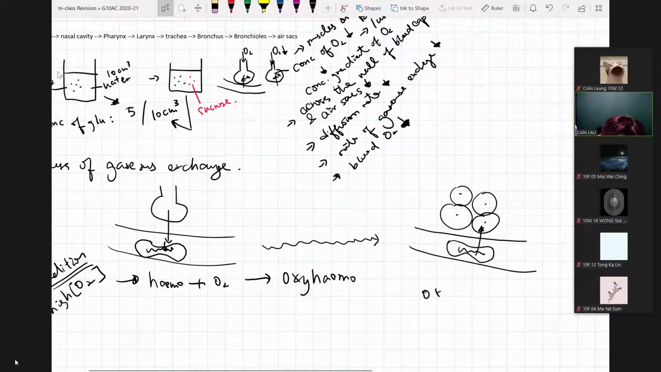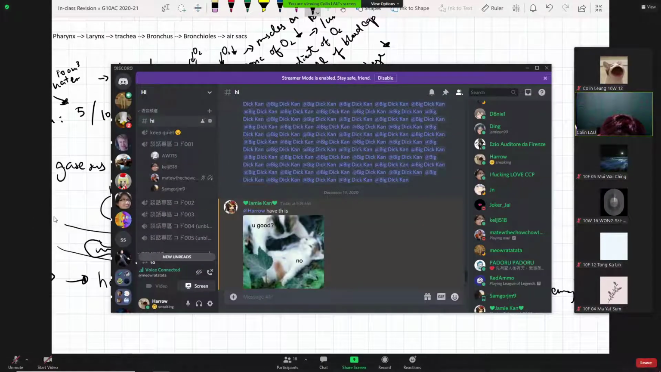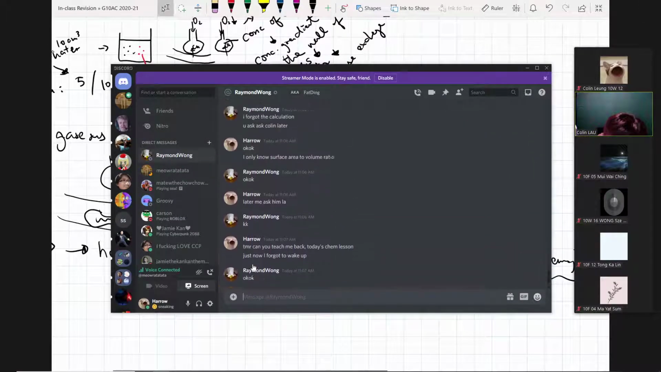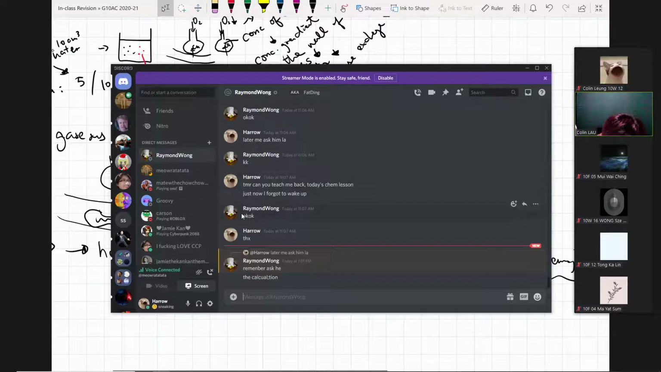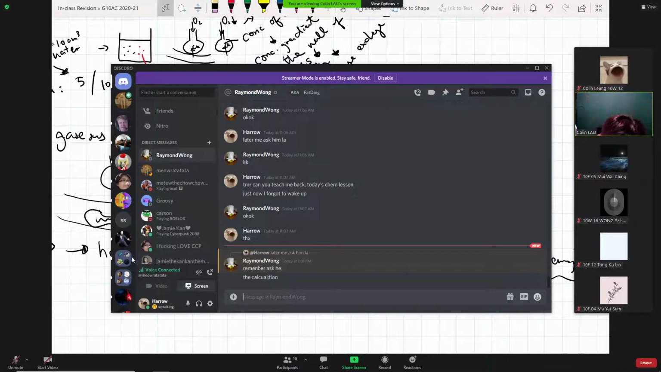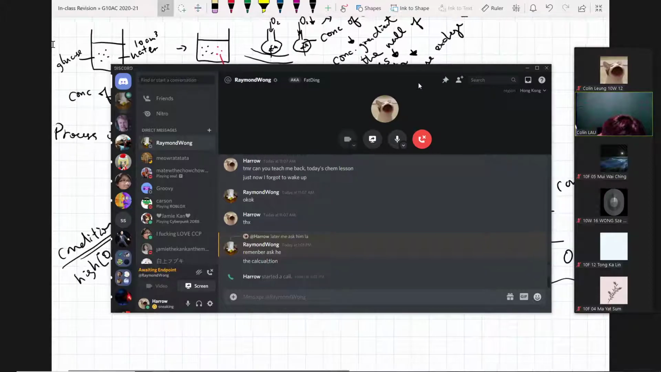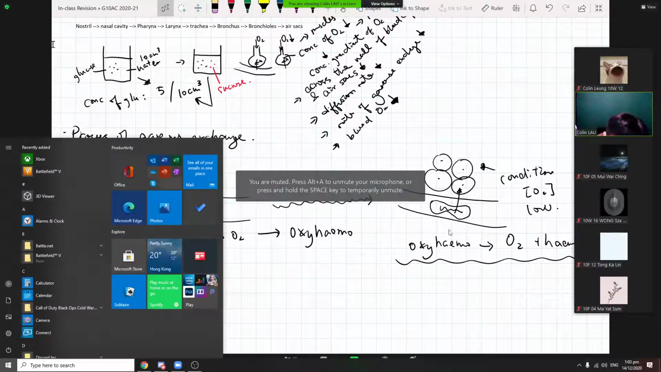That means in that case, the oxyhemoglobin returns back into O2 plus hemoglobin. Why would this happen? It's only because the condition here is that the O2 concentration is low. When the O2 concentration in this area is low, the red blood cell will tend to release its O2 from the hemoglobin. When the surrounding concentration of O2 is high, then the red blood cells will tend to take in the oxygen to bind with the hemoglobin.